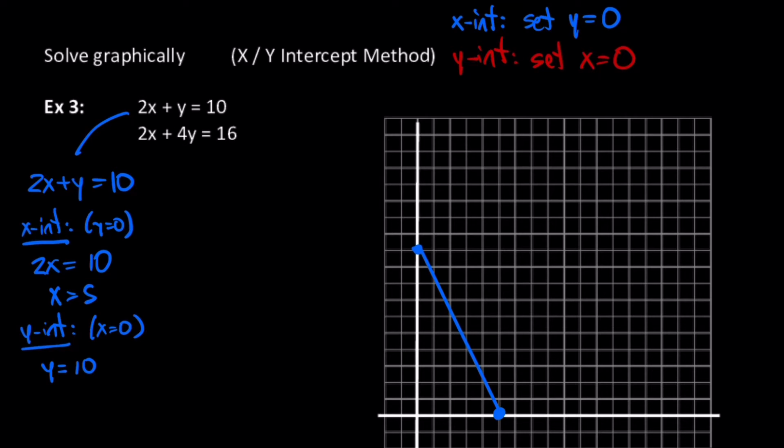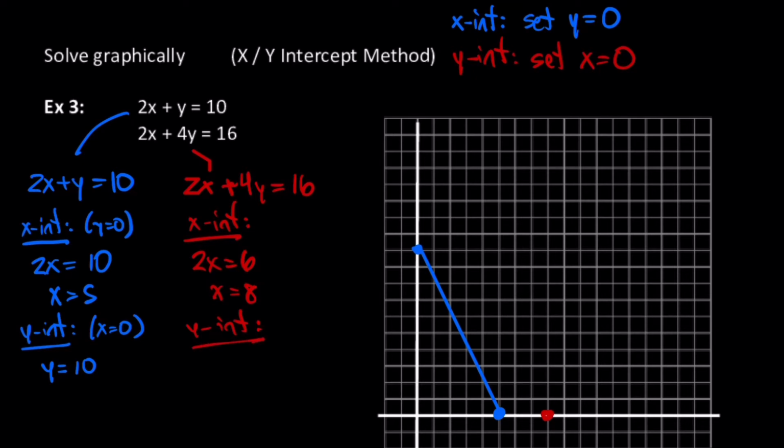So now let's do the same thing with this one. 2x plus 4y equals 16. So now to get the x-intercept, I'm not going to write it out again, but you set y equal to 0. So what's left in the equation when you set y equal to 0, when this goes to 0? You get 2x equals 16. So x equals 8. All right, so my x-intercept for that line is 8. 1, 2, 3, 4, 5, 6, 7, 8. Put a point there. Now let's get our y-intercept.